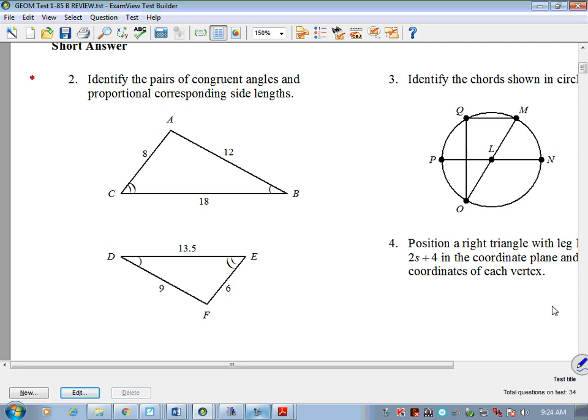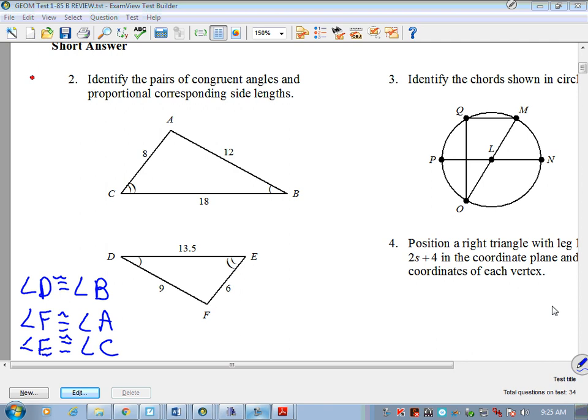All right, so can anybody give me 2 angles that are congruent? Angle D is congruent to angle, what did you say, B? Good. Okay. Somebody give me another pair. Mariah, can you give me a pair? Yeah, angle F is congruent to angle A. Good. Angle E and angle C. Okay, great.